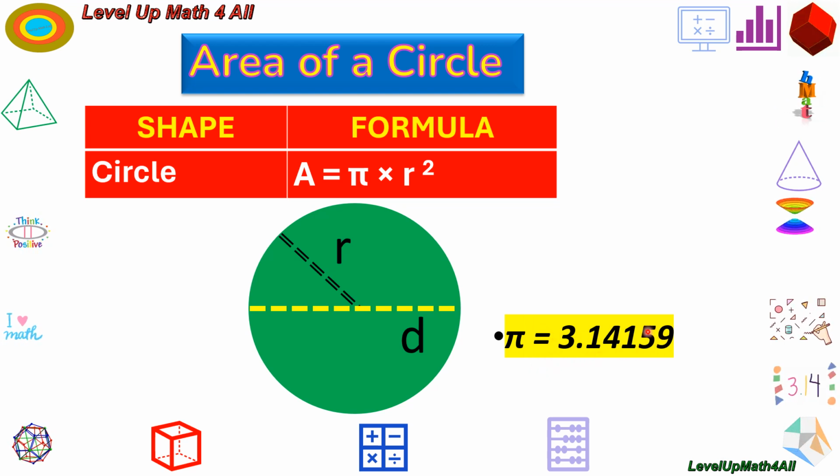As I mentioned, pi is a mathematical constant, and its value is 3.14159. Please remember this value and make use of it whenever you see pi.